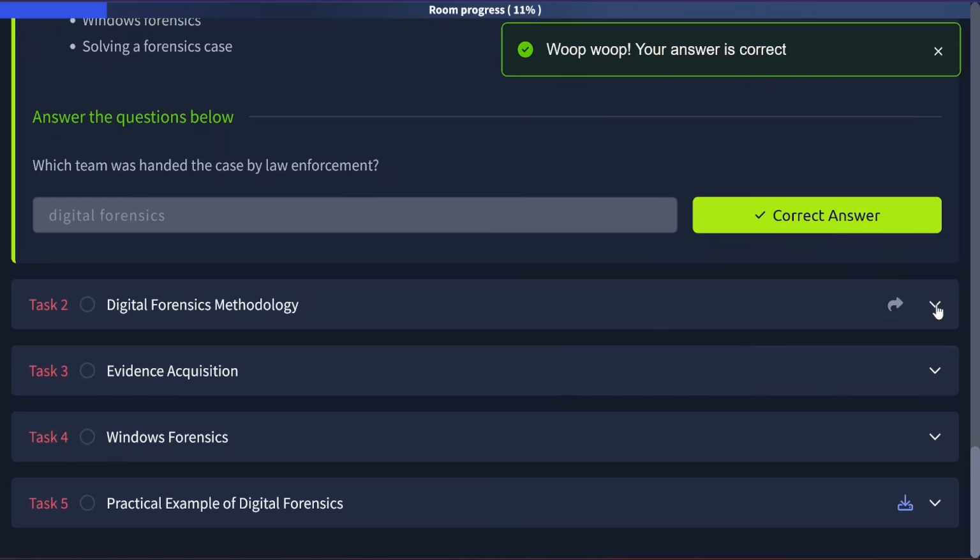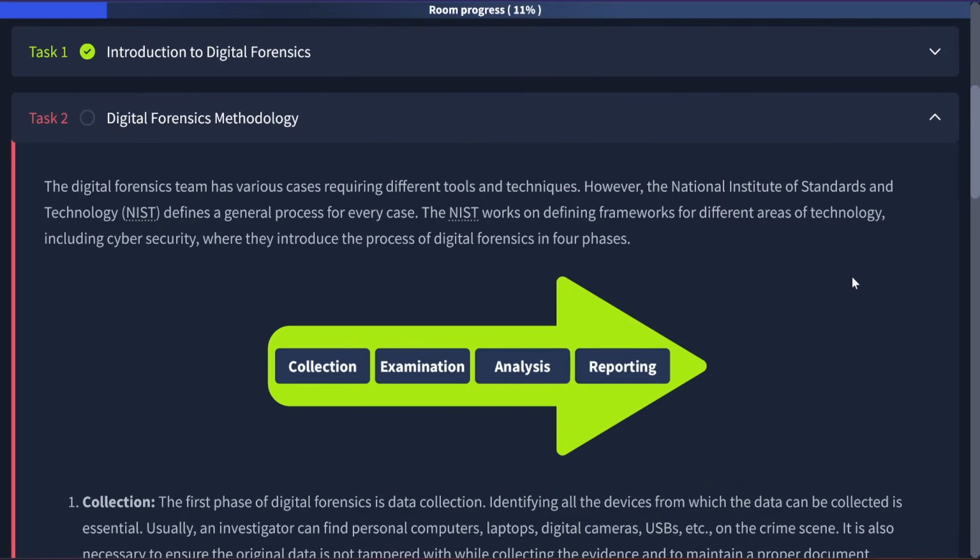Now it's on to task 2, digital forensic methodology. So there's lots of different ways to go about doing things, but generally speaking, there's a common methodology for digital forensics. And part of that is what is listed right here. You have collection, examination, analysis, and reporting.